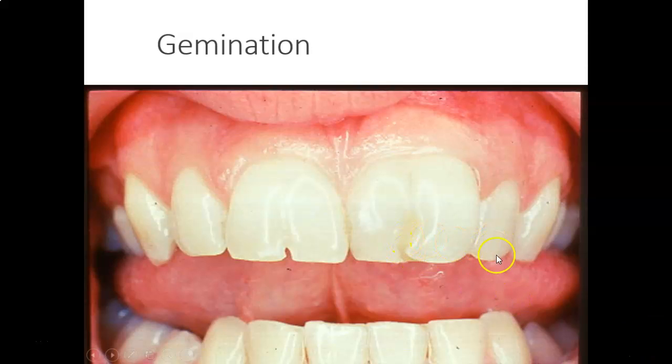Gemination, if we're counting these as 1, 2, 3, 4, then I don't think anyone would actually count those as 4, but you can see what I mean. The correct number of teeth are here between the canines. We have our laterals and we have our centrals, but it looks like these are trying to divide into more than 1 tooth. So that's how we can tell it's gemination.